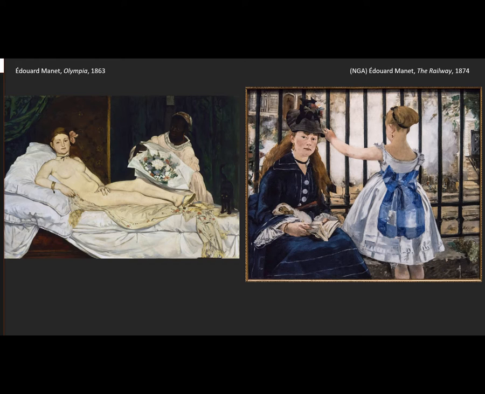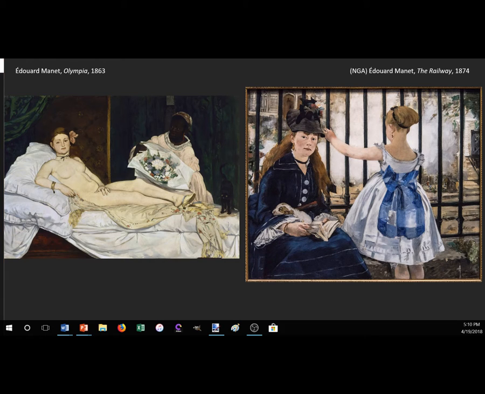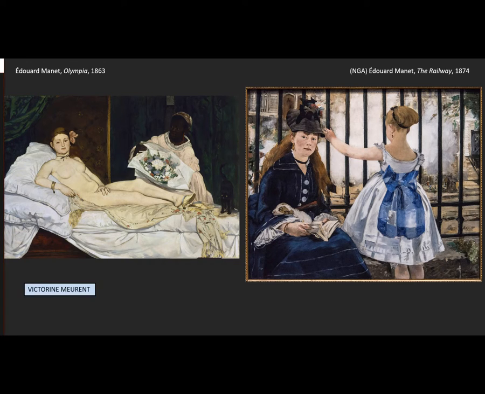that really was the focus of a major series of problems, was this image of Olympia from 10 years earlier. The model is, in fact, the exact same model in both works. It's Victorine Meurent. She was a professional model, right? And Manet's favorite model. He used her often.